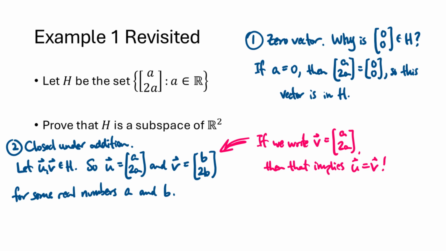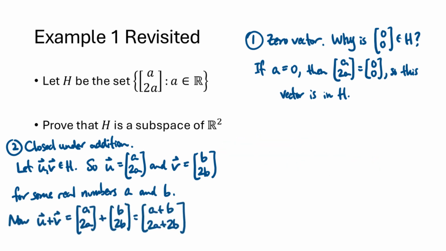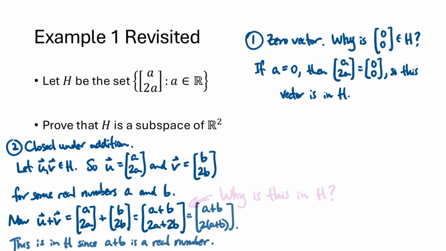Now, what do we need to show about u and v? Well, we need to show that when we add them together, the sum of those two vectors is in H. Well, when we add these two vectors together, we get the vector a plus b in the first entry and 2a plus 2b in the second entry. So how would we show that this vector is in H? Well, what does it mean to be in H? Well, to be in H, you have to have the form, a real number in the first entry, and 2 times that same real number in the second entry. So in this case, our vector has a plus b in the first entry, and if we factor out that 2, we see that this does have that form. The first entry is a plus b, and the second entry is 2 times that a plus b, and that shows that this is in H.